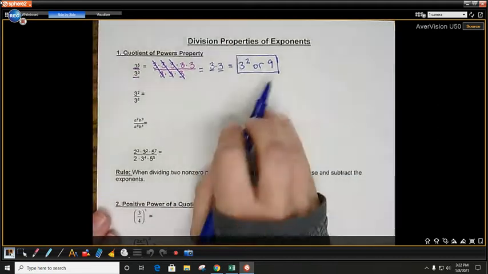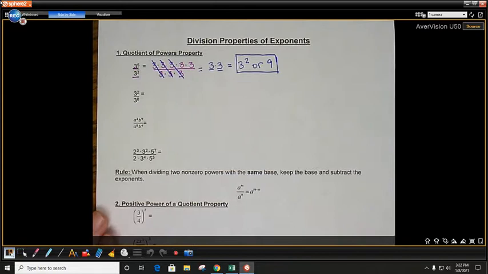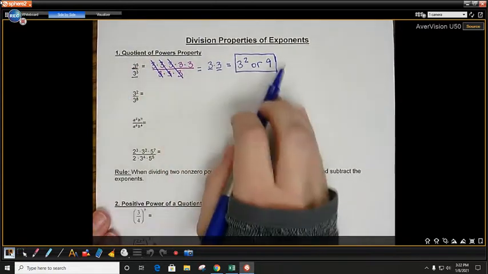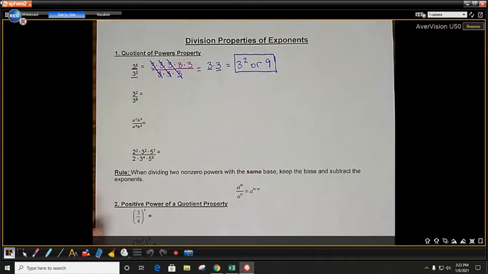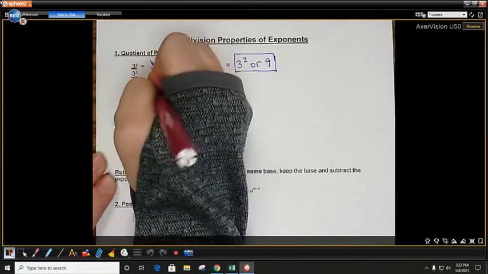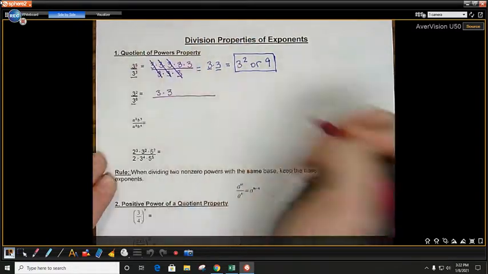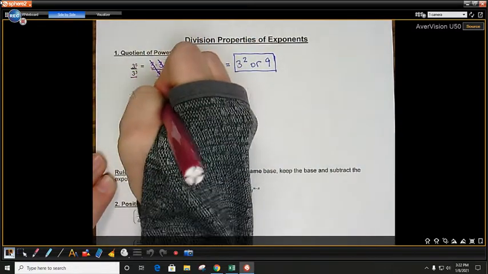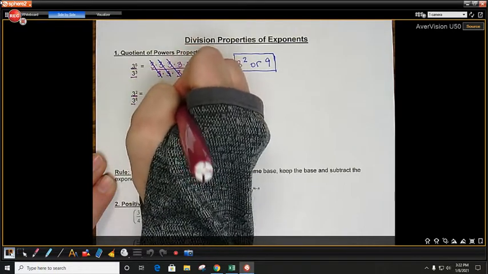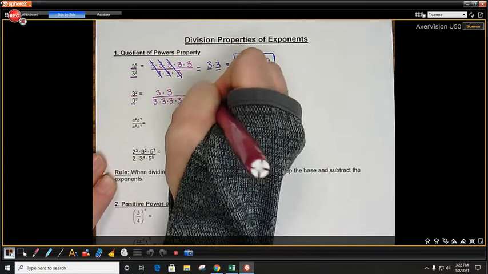Isn't 9 a way simpler way of saying 3 to the 5th divided by 3 to the 3rd? This looks ugly. 9 is a nice, pretty number. Okay, let's do the next one. 3 squared just means I have 3 times 3, over 3 to the 8th. That means I have 1, 2, 3, 4, 5, 6, 7, 8 threes.